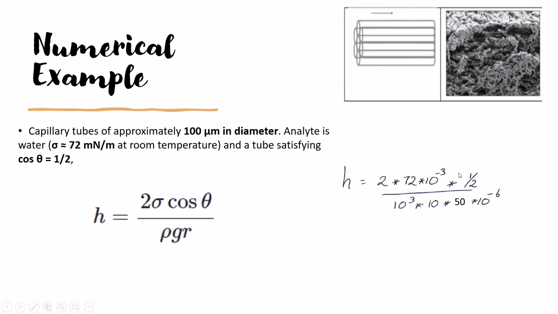So if we substitute the numbers, we have the surface tension given, we have the cos theta given. We are assuming it's water, so the density will be 10 power 3 kilogram per meter cube, and acceleration due to gravity will be 10 meter per second square, and the radius will be half of the diameter. So when we solve this, we get the height to be 0.144 meters, which is 14 centimeters. And when you compare it to the scale of the device, it is an extremely large rise.